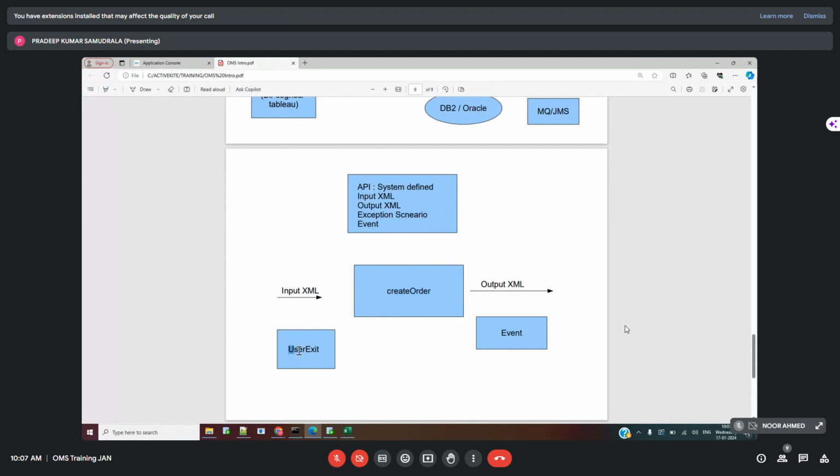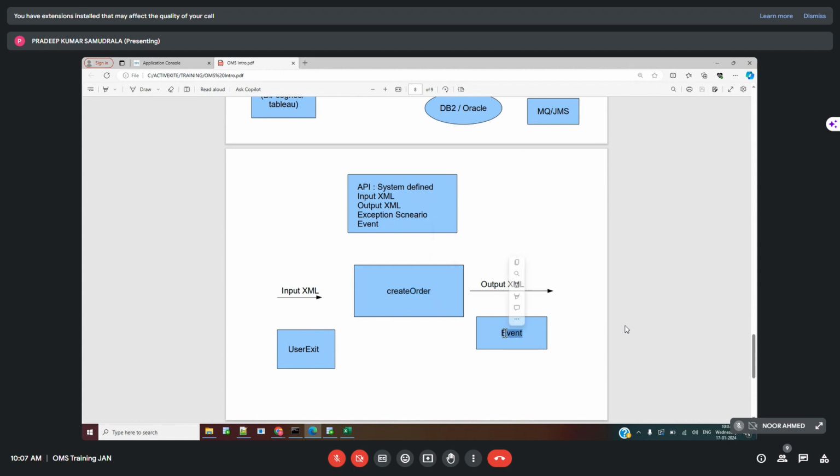If, for example, the API needs some external information, then you can implement a user exit and provide that information to the API. So on a high level, a user exit is something which helps in getting extra information, or helps in modification and validation of the input message before it even invokes the API.